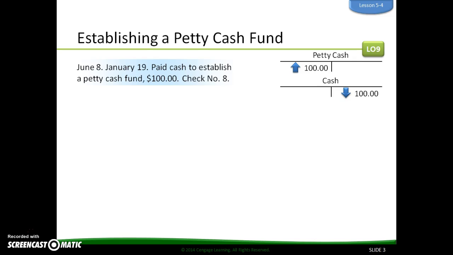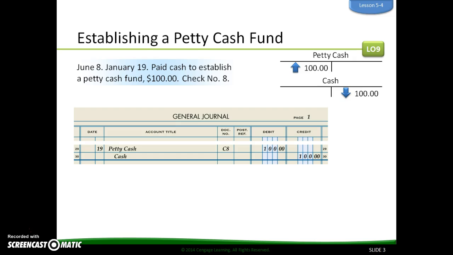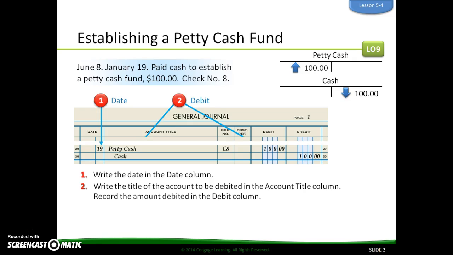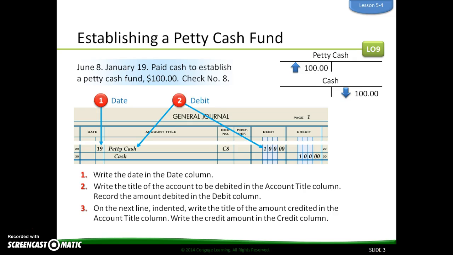So if we go ahead and look at establishing or setting up a petty cash fund, what you can see here is that we would be debiting petty cash and crediting our cash account in our business to establish that petty cash, because the cash has to come from somewhere and it's coming from our cash account. So if we look at the general journal transaction for that, we're writing the date in. You can see petty cash and that it's check number 8 that we're using to do it. So it's a $100 debit to petty cash, a $100 credit to cash.